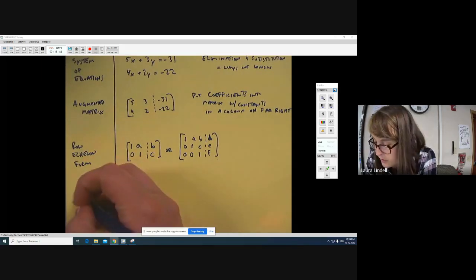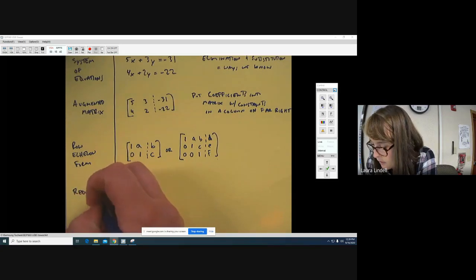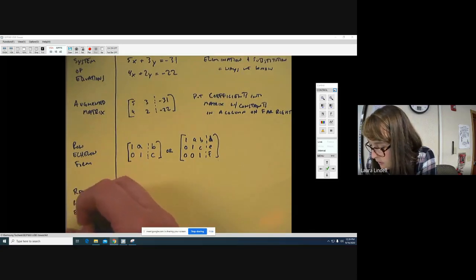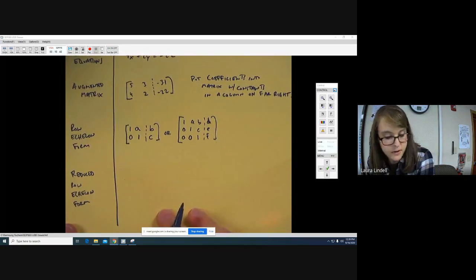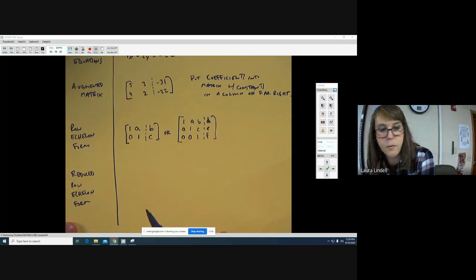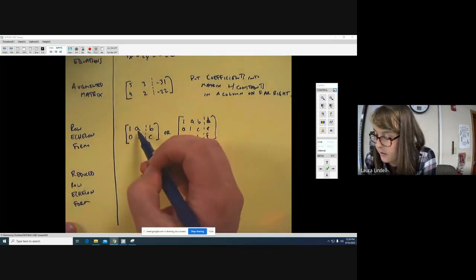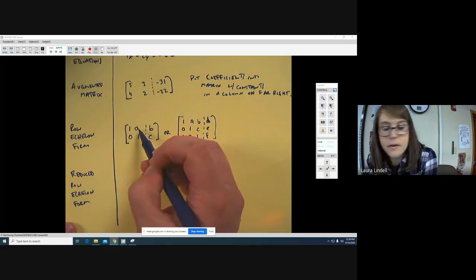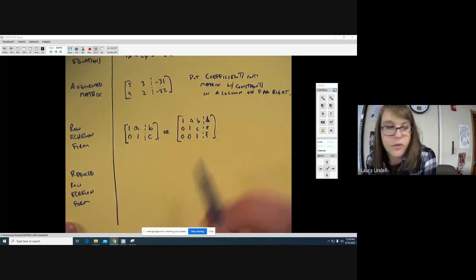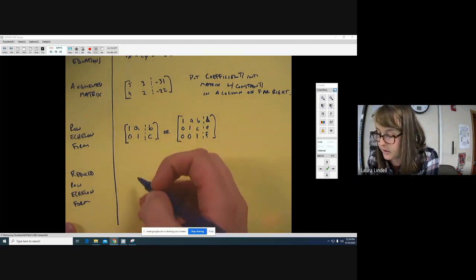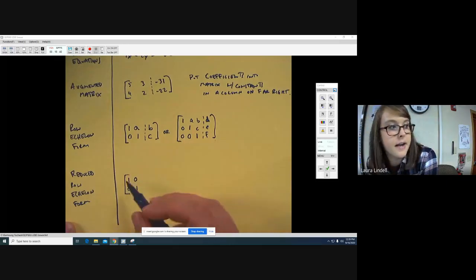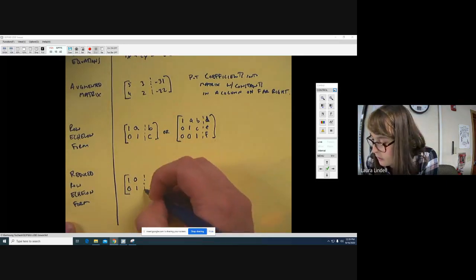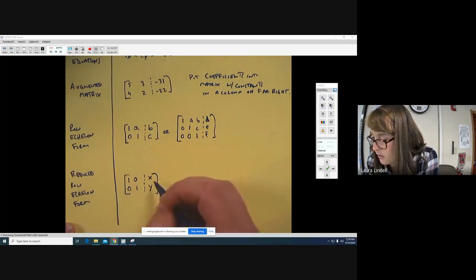So this is called reduced row echelon form. And reduced row echelon form is very similar to row echelon form, except for one main difference. The values that are A, some random number here, or A, B, and C right here, those will all be zeros in reduced row echelon form. So we would have 1, 0, 0. So it's an identity matrix here. And then the value for X and the value for Y would be in the augmented part.